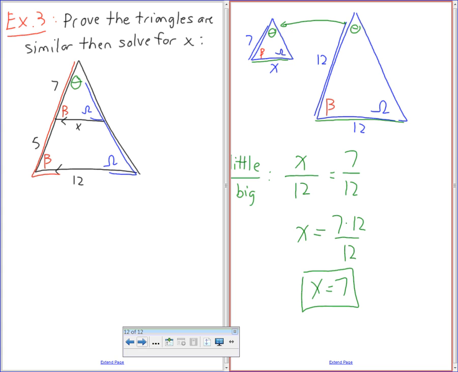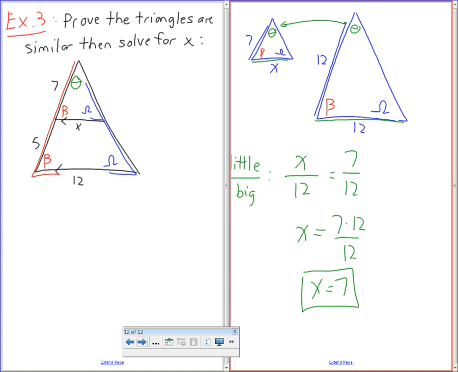Okay, I'm going to give you one that's a little bit more complicated with different numbers. You guys try this one out for yourselves right now. The rule is that you have to show that the triangles are similar before you can do this. The whole purpose of doing the similarity thing is so you can get to this point. You can't do this without being similar.